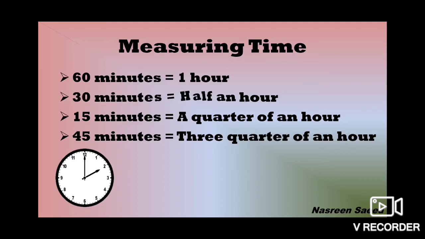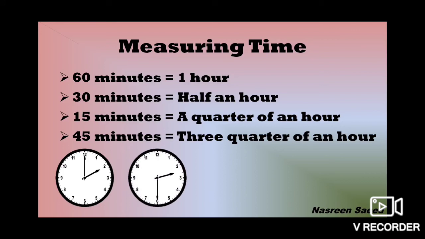Then next is 30 minutes is equal to half an hour. Now 30 minutes is called half an hour. If you see over here, my small hand is between 2 and 3 and big hand is on number 6. So as we have seen before, 30 minutes past 2. Here we are going to say half an hour past 2. We are not going to say 30 minutes. Instead of 30 minutes, what we are going to say? Half an hour past 2.